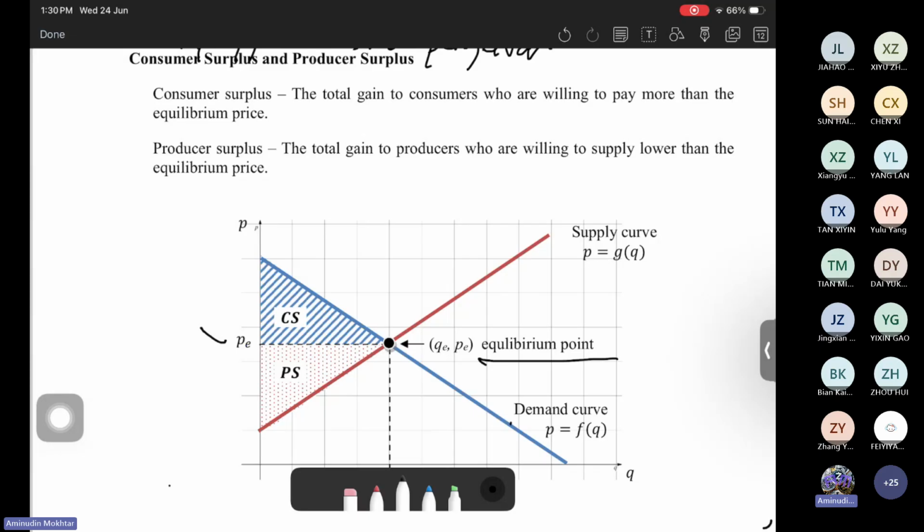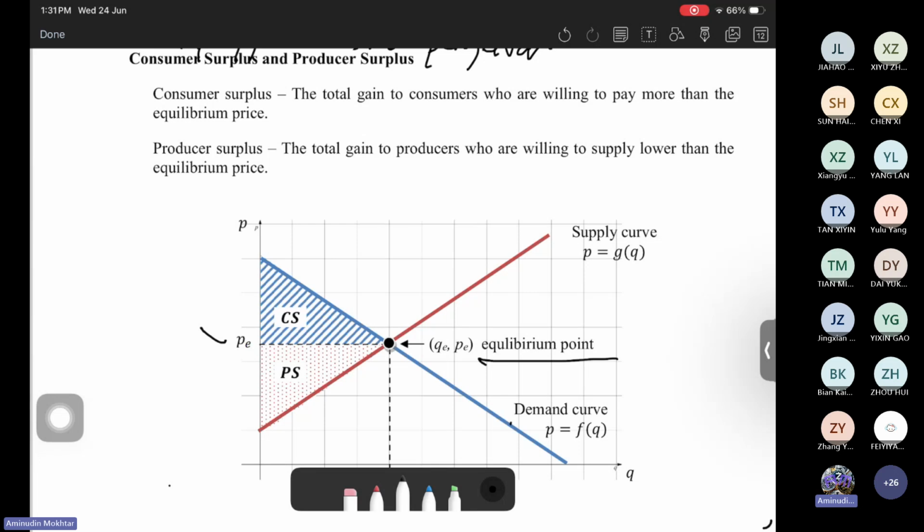So in other words, we can define the consumer surplus as the difference between what consumers are willing to pay, apa yang dia sanggup bayar, and the price that they actually pay for the quantity of a good purchased. Perbezaan antara harga yang disanggup bayar dengan harga yang sebenarnya bayar. That is the consumer surplus.